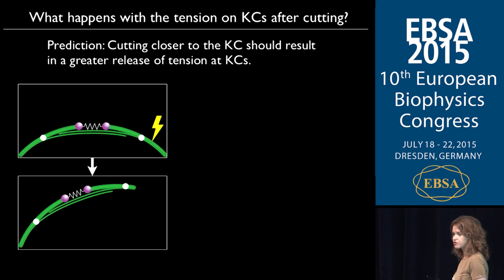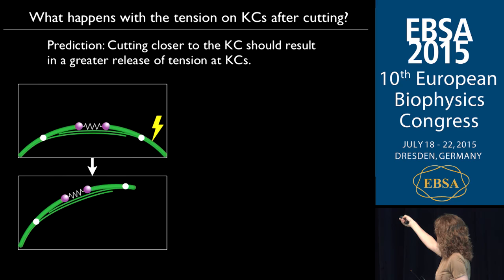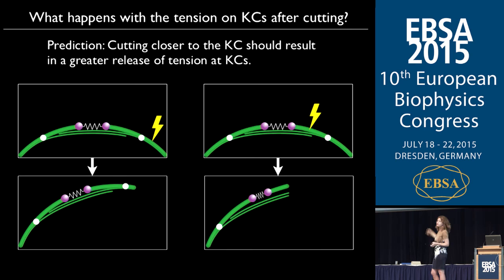If we cut here, meaning between the junction and the spindle pole, then the connection between this K fiber and the bridging fiber will be preserved. And as the bridging fiber is balancing the tension between kinetochores before the cut, it will keep on balancing the tension after the cut. So the kinetochores will not move much. Not much tension will be released. On the other hand, if we cut between the kinetochore and the junction, then this connection is lost. So the K fiber stub that remains after the cut here is not connected anymore to the bridging fiber, and the bridging fiber cannot balance the tension anymore.